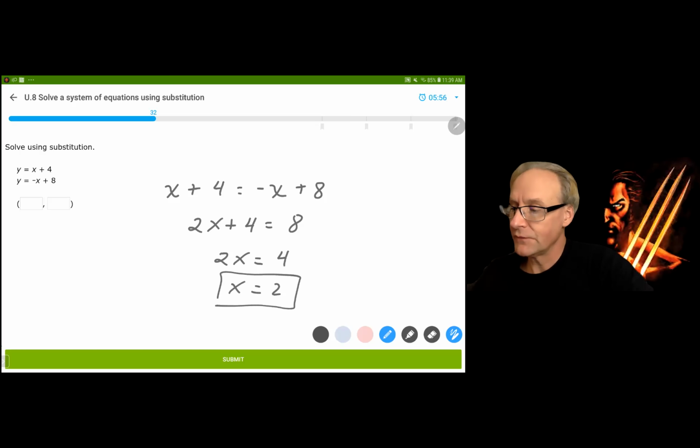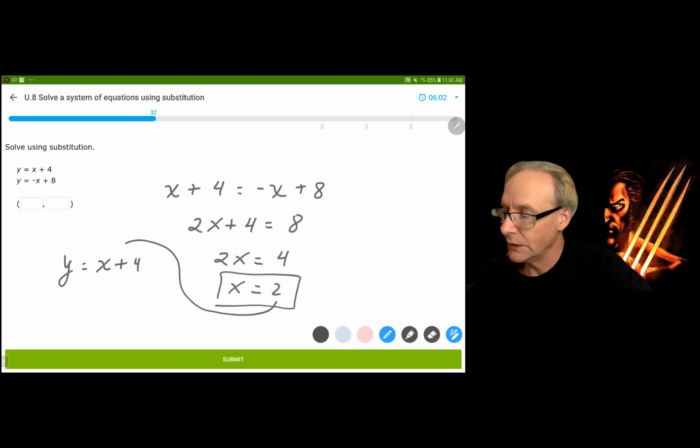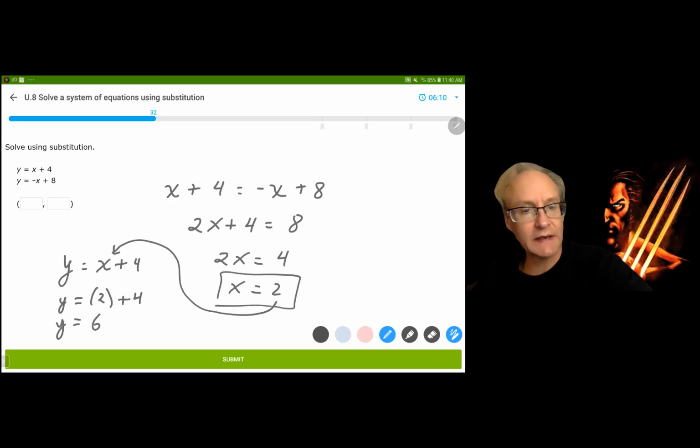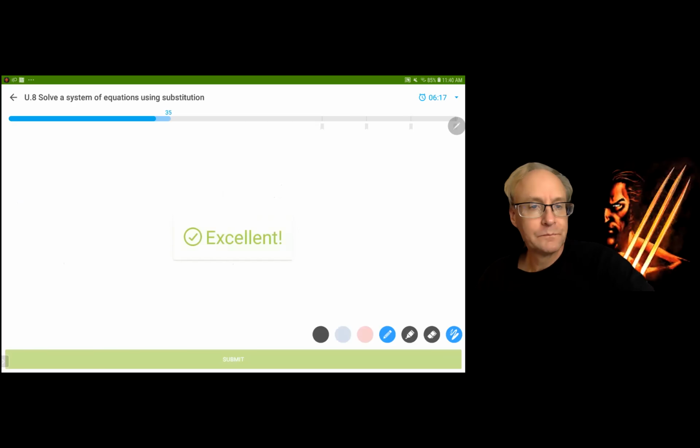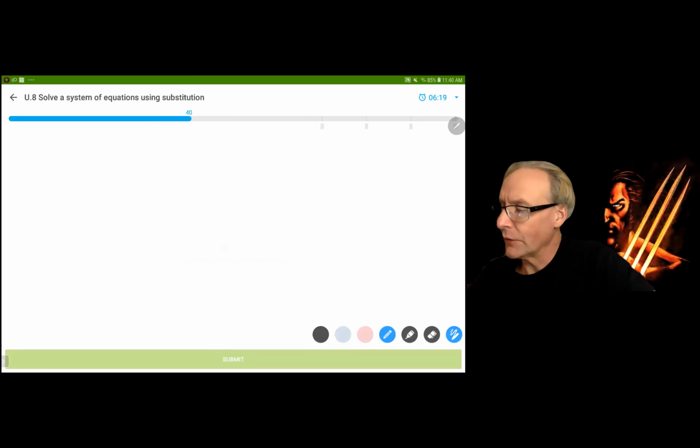Putting 2 in for x, notice that y is equal to x plus 4. And putting this 2 in for this x gives me 6. And like usual, I am going to speed up as I go. So this is 2, 6. And hopefully it's going to be clear for you.